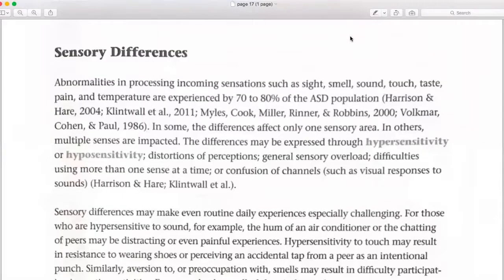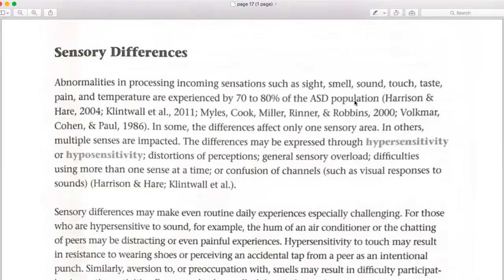Let's talk about sensory differences in autism. This comes from the book called Designing Comprehensive Interventions for High Functioning Individuals with Autism Spectrum Disorder, the Ziggurat model. And I'll show you the cover of this in a bit. So, sensory differences, abnormalities in processing incoming sensations such as sight, smell, sound, touch, taste, pain, and temperature are experienced by 70 to 80% of the ASD population.